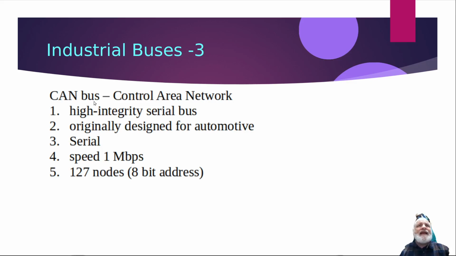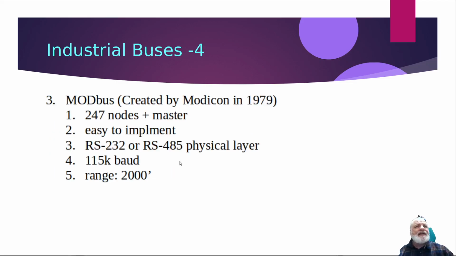Then there's the CAN bus. We talked about the CAN bus; it is very popular on automobiles, for one thing. CAN stands for Controller Area Network. It's a very high integrity serial bus, and it has a higher speed. It's good for about 1 megabit per second, and you can put up to about 127 nodes on it. That's quite a few compared to the other two that we talked about.